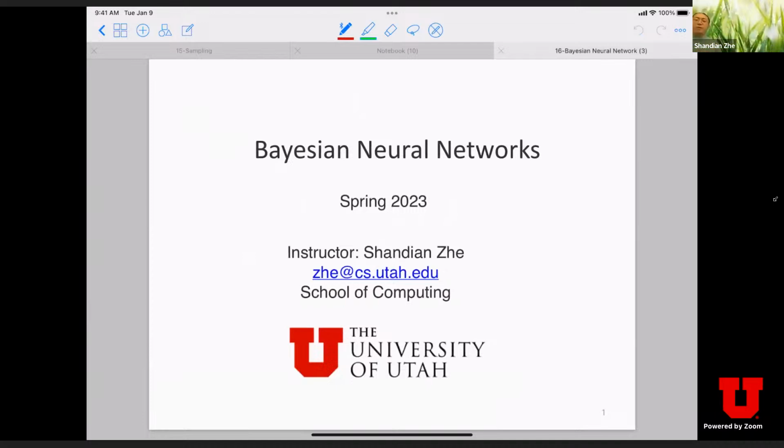From a probabilistic perspective, we would like to know, if I want to learn something in a probabilistic world, how do we quantify the uncertainty? How do we know the distribution, the posterior distribution of the neural network's parameters and the neural network's prediction? This is called Bayesian neural networks.